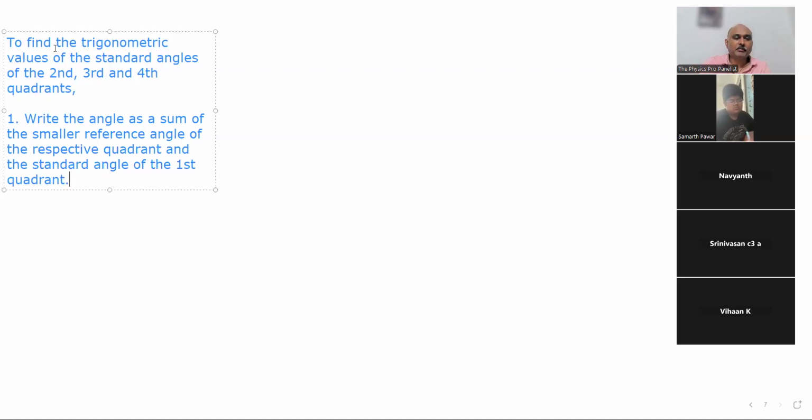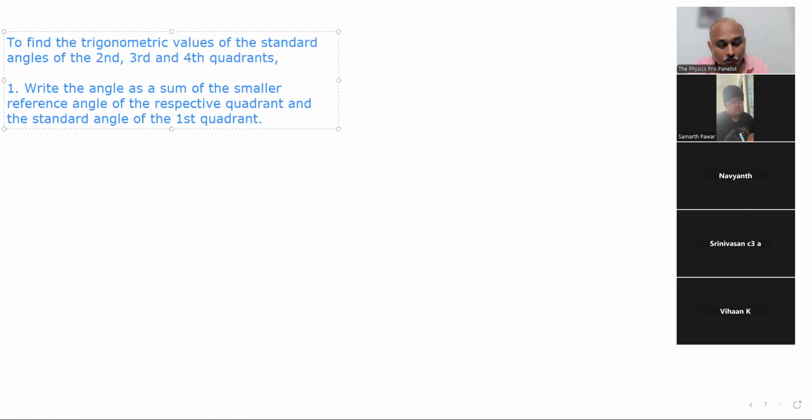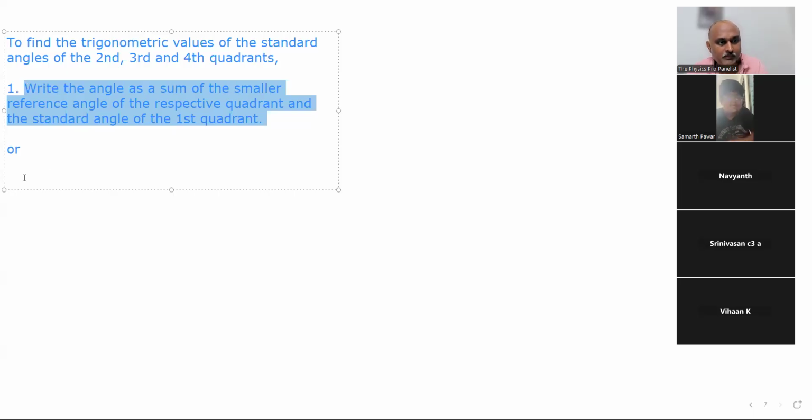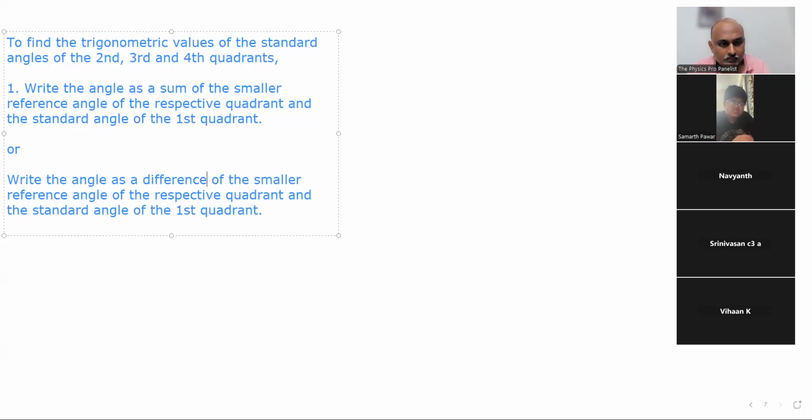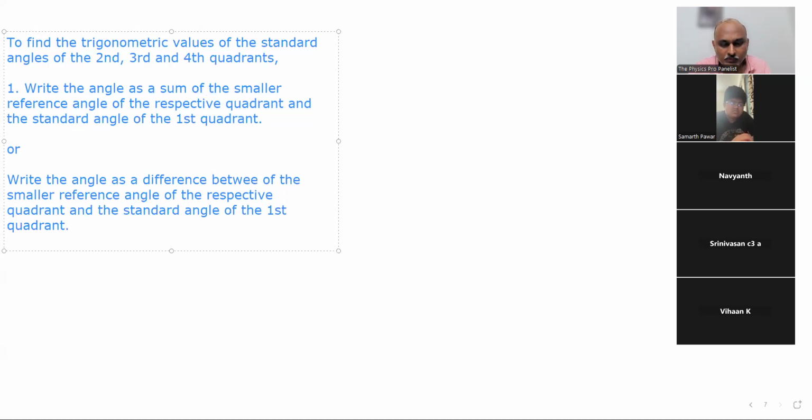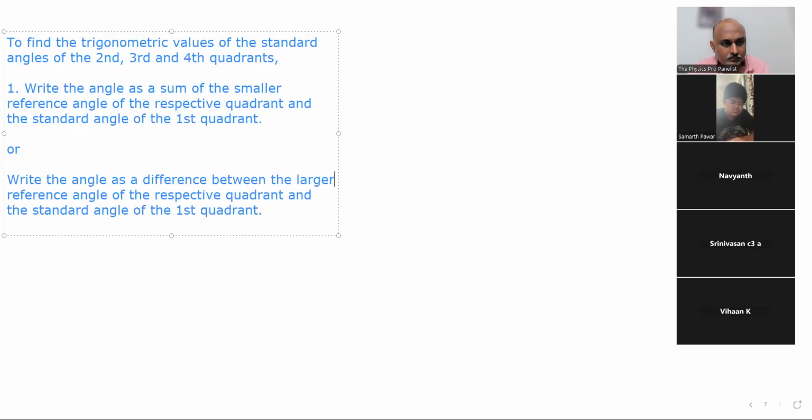Write the angle as a sum of the smaller reference angle of the respective quadrant and the standard angle of the first quadrant, or write the angle as a difference between the larger reference angle of the respective quadrant and the standard angle of the first quadrant.